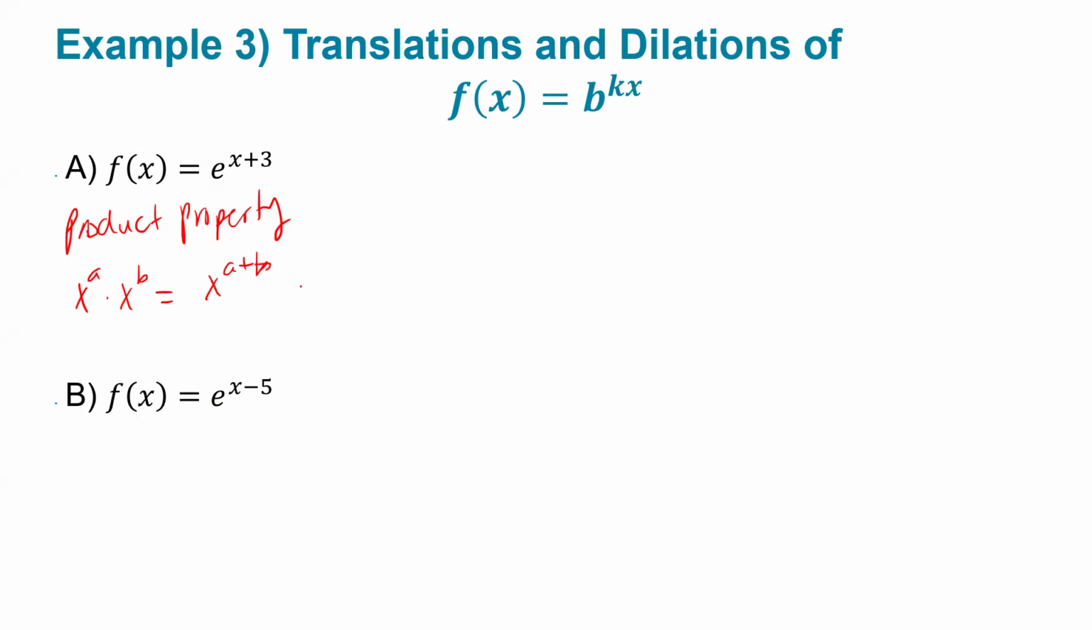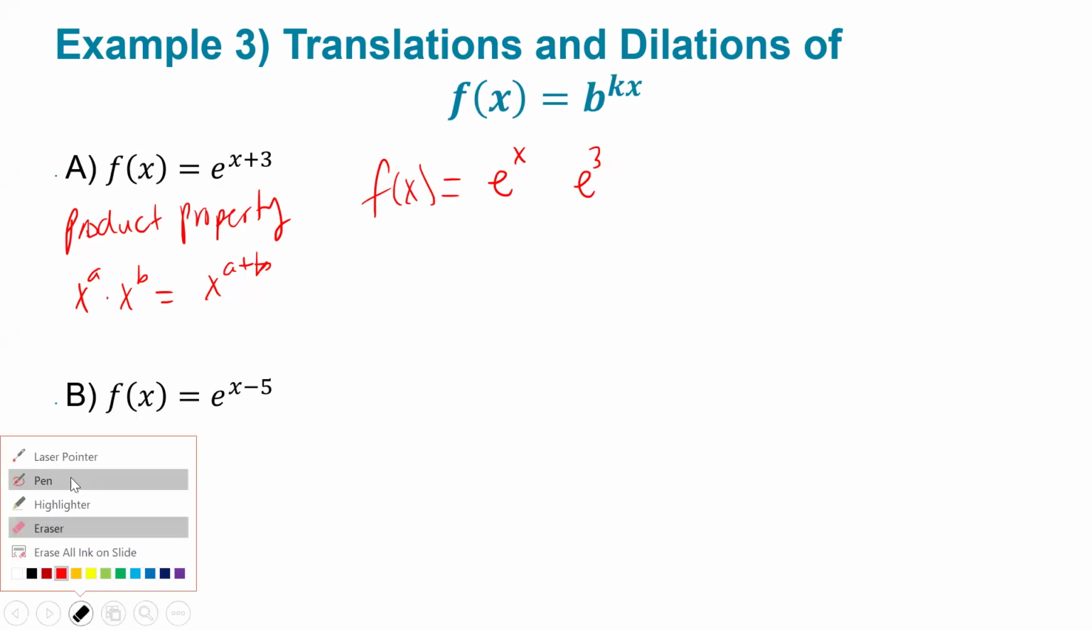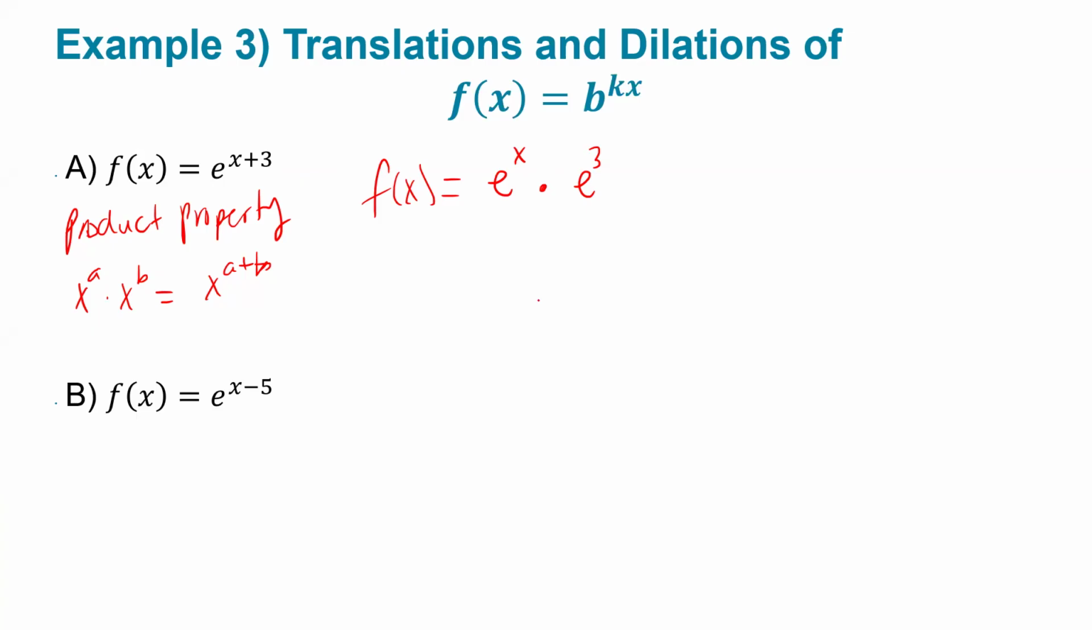So we want to undo this. These two have already been added, which means that I can rewrite it as a multiplication. Does that make sense? So this becomes f of x equals e to the x times e to the third. I wrote plus at first, but it's times.